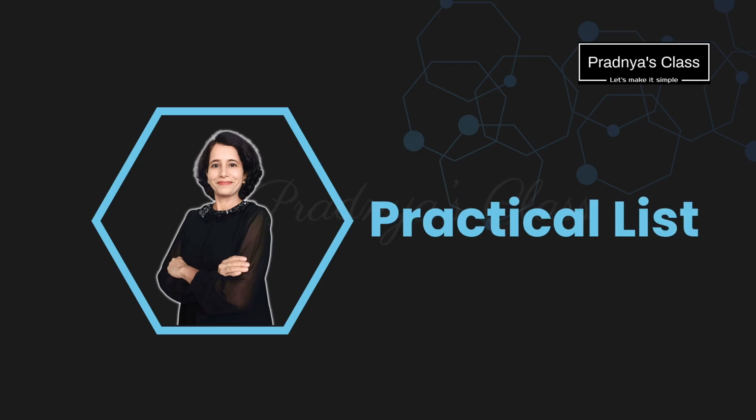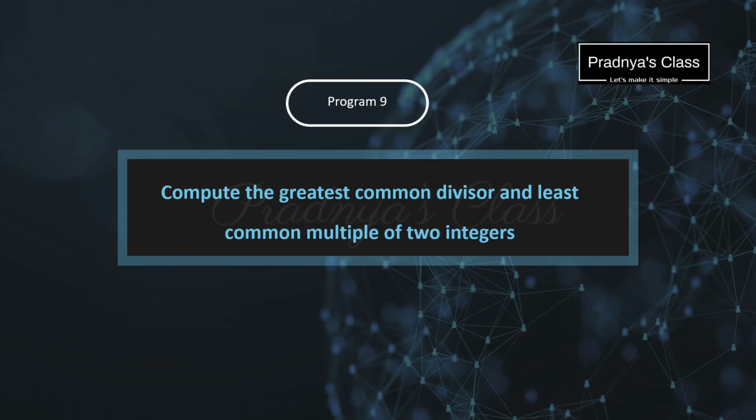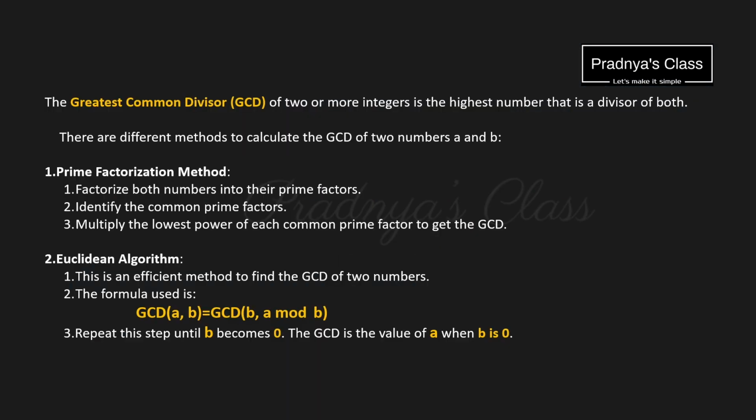Let's proceed with the playlist in which we write the Python program from the practical list. In this video, we are going to write the code to calculate GCD and LCM of two integers. But before writing the code, let's understand what is GCD and LCM. We have already studied it in maths, but let's recall it once again.